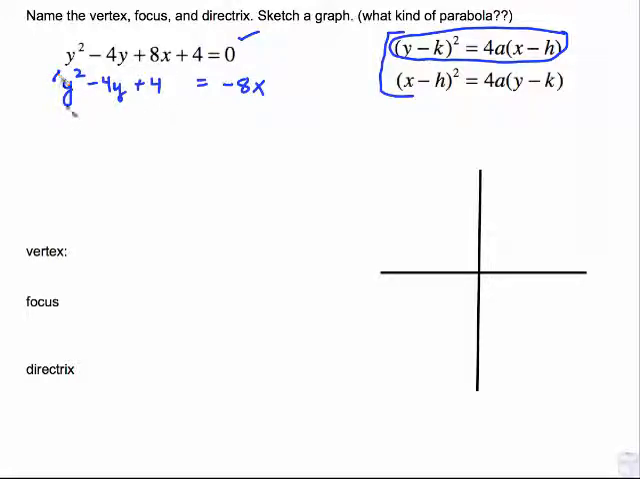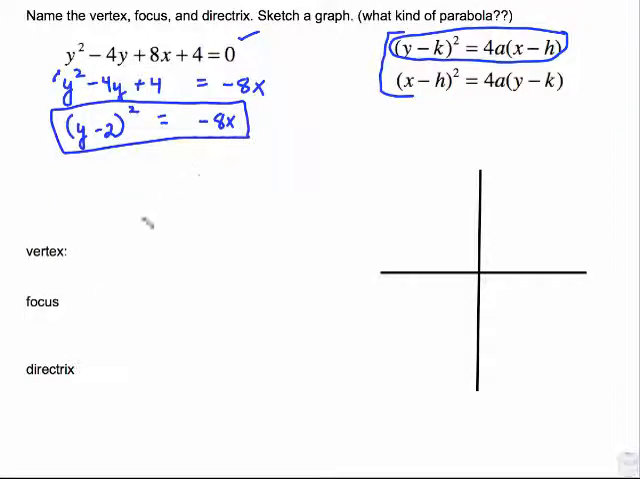So what we want to do with this is factor this into parentheses, and how that factors is y minus 2 squared. So what we have here is the standard form. And then we should be able to name the vertex, the focus, and the directrix from there. Now, when you see that it's y squared, that tells you that this is a horizontal parabola. Y squared is a horizontal parabola. Also, because that coefficient is negative, this is going to open to the left.